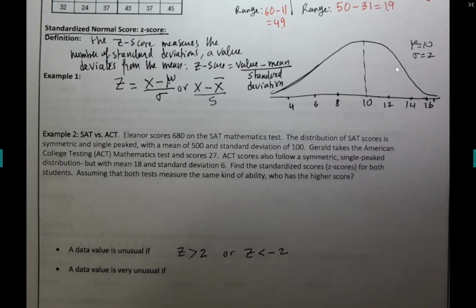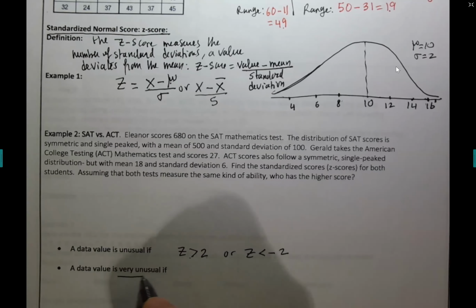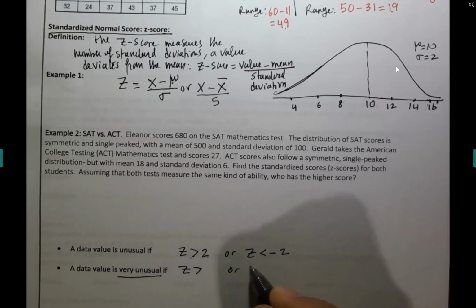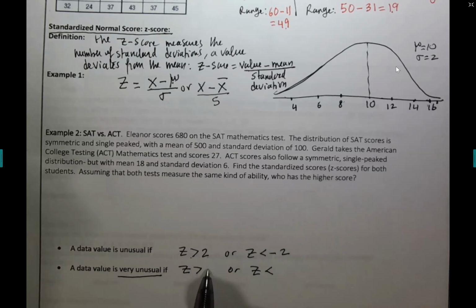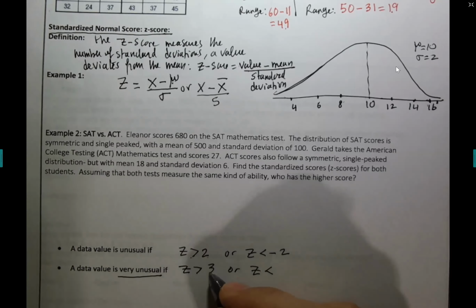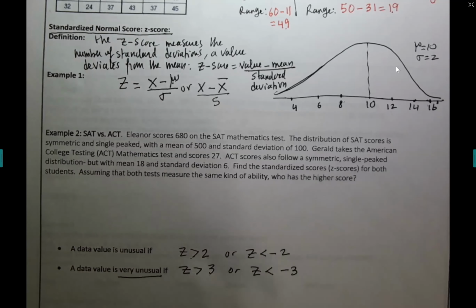So it doesn't happen often. That's what I'm trying to say. Very unusual. Can the student guess what the number would be there? What would be the number? 3. 3. Exactly. That's what I'm trying to tell you.